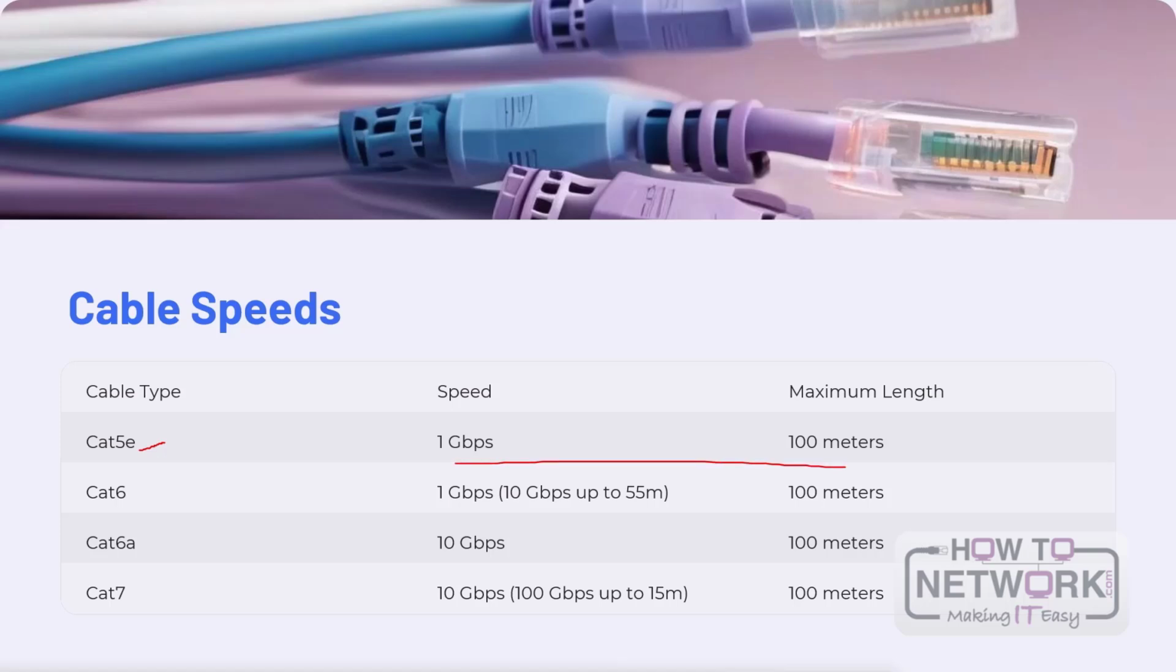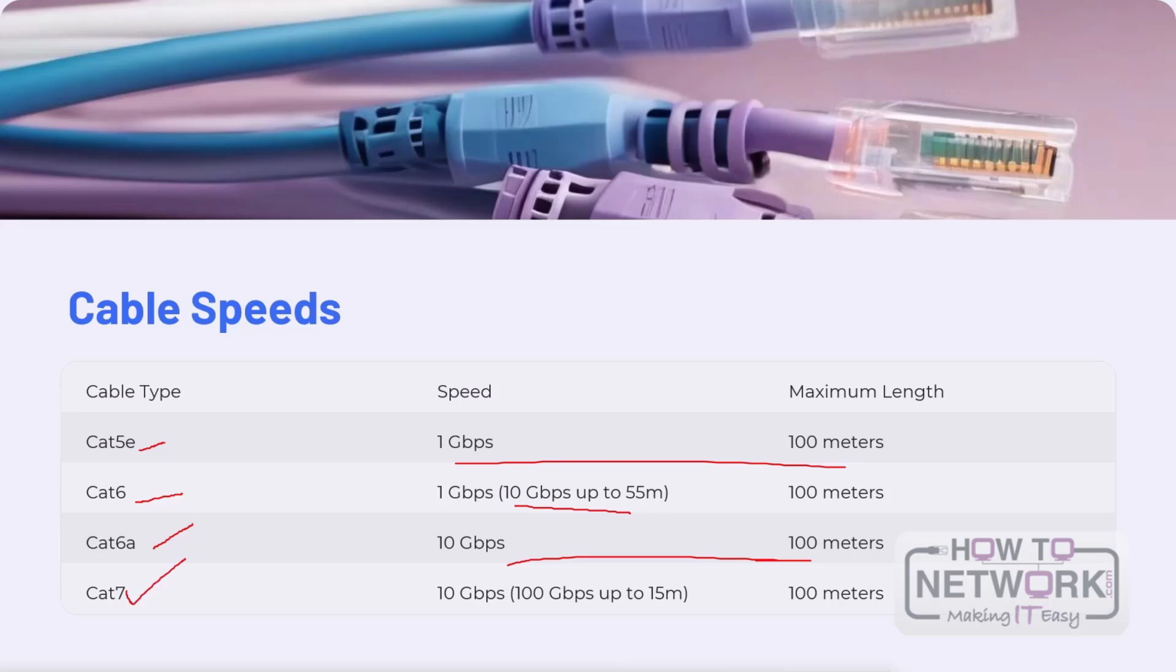Here. Now, Cat6 cables are newer types of cable that can support data transfer rates up to 1 Gbps, but they can also support up to 10 Gbps over a distance of up to 55 meters. They can support 1 Gbps over a distance of 100 meters. Then you have Cat6a, which are designed to support 10 Gbps data transfer rates over a distance of 100 meters.